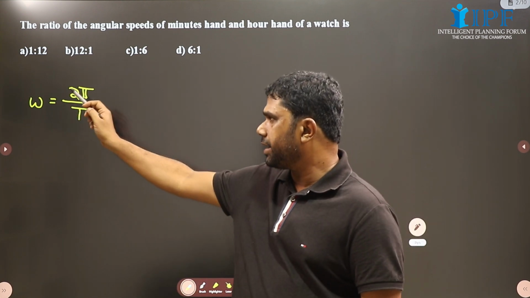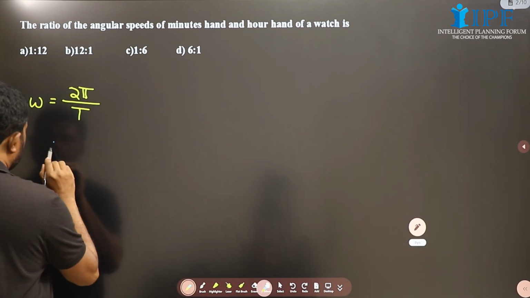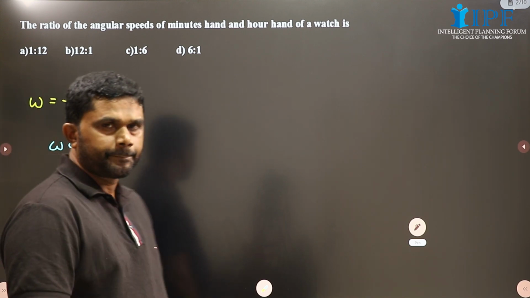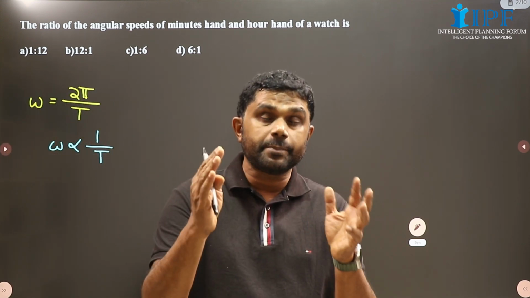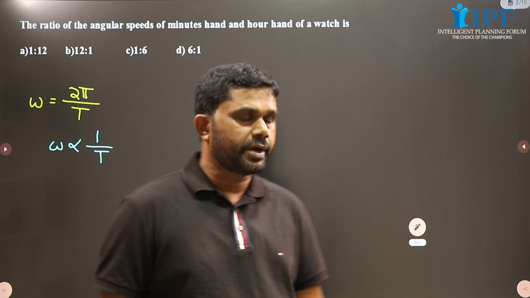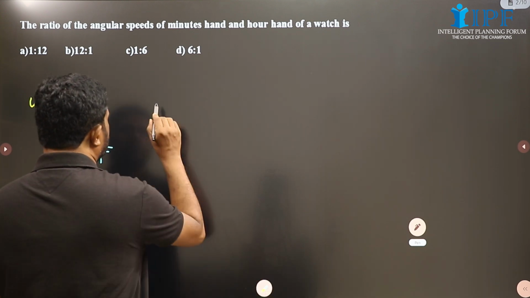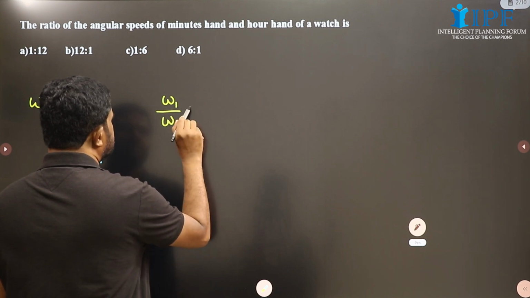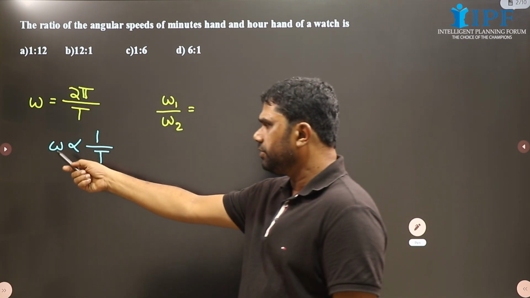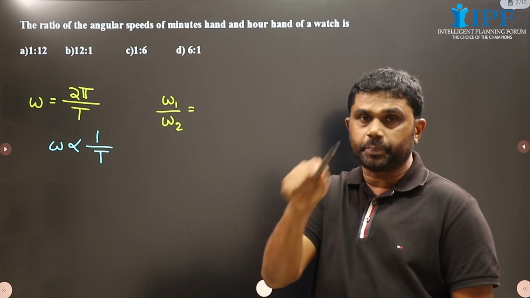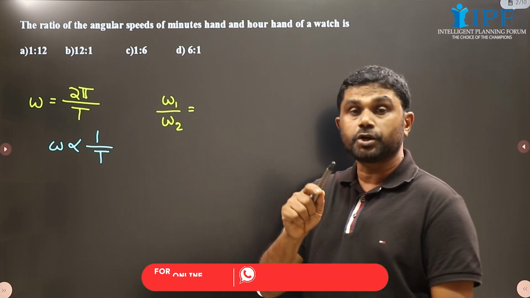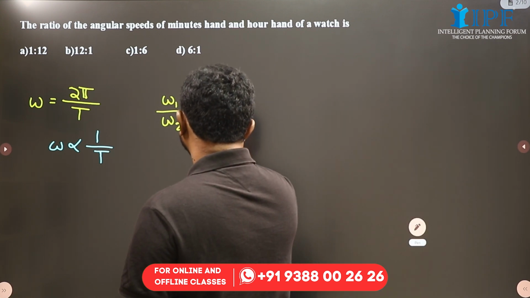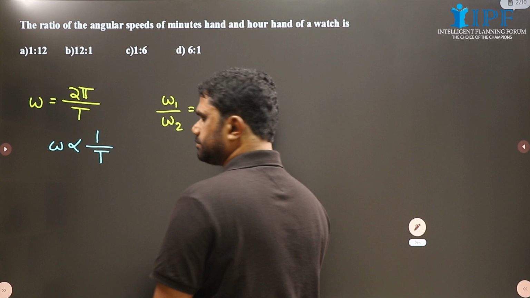So this being constant, we can say omega is directly proportional to 1 by T. 1 by T means angular velocity is inversely proportional to time period. Okay, now here we have to find the ratio of two angular velocities, omega 1 divided by omega 2. As the angular velocity is inversely proportional to periods, omega 1 by omega 2 will be T2 by T1. Okay, T2 divided by T1.